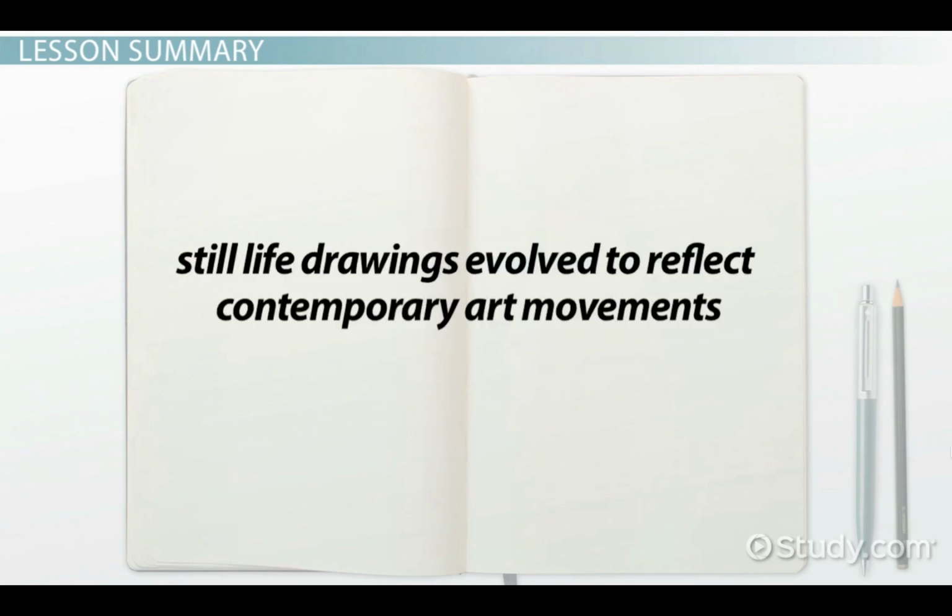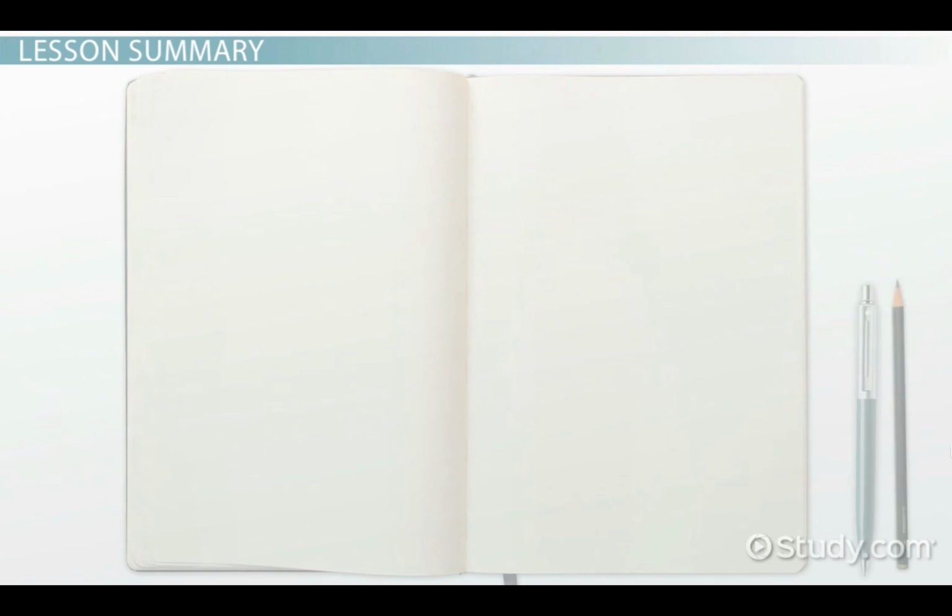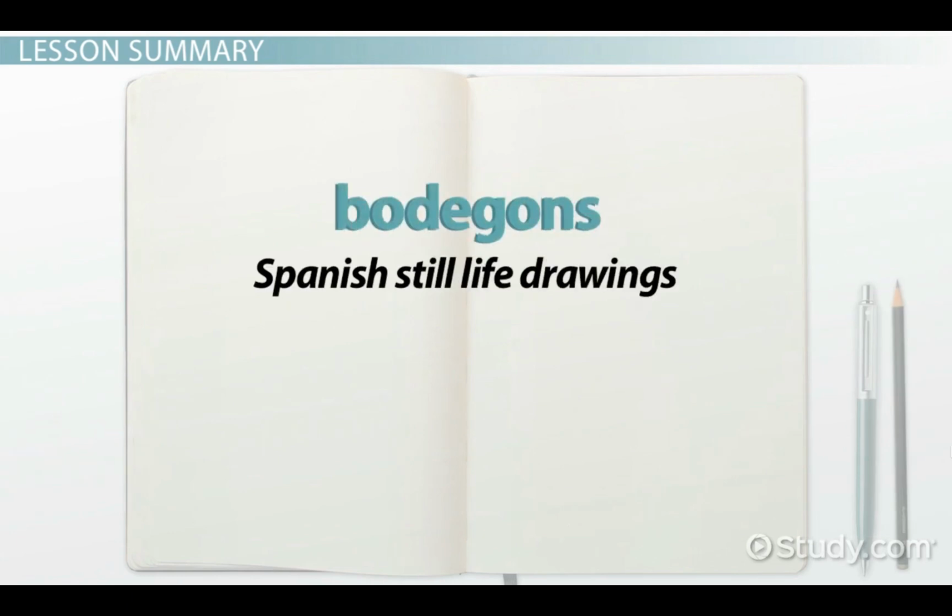Over time, still life drawings evolved to reflect contemporary art movements. For example, famous painter Vincent van Gogh's still life drawings resembled his impressionist paintings. During the early 1900s, Spanish still life drawings called bodegons became increasingly popular.